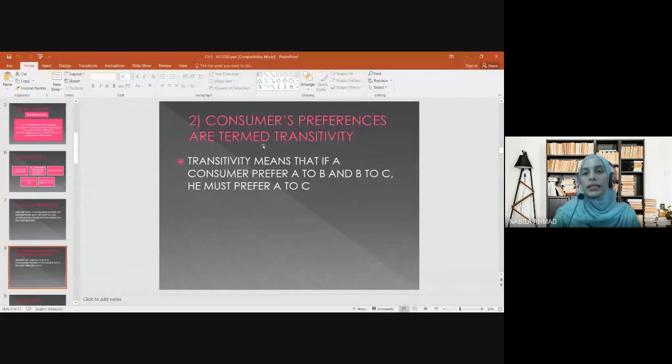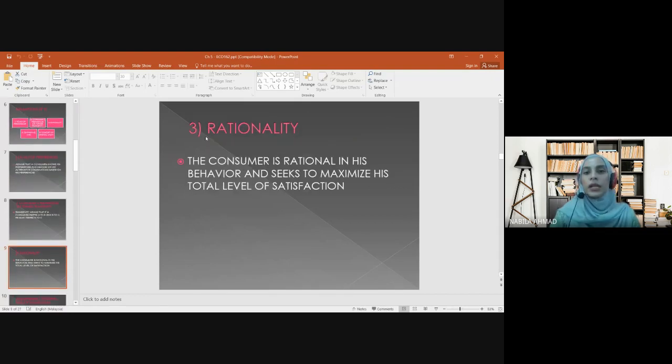Consumer preferences are in transitivity. Maksudnya if consumer prefer A to B, ada dua pilihan A ke B, so dia pilih A. Kalau ada dua pilihan B ke C, dia pilih B. Meaning that kalau ada pilihan A to C, dia akan pilih A. Itu maksudnya transitivity. Rationality, the consumer is rational in his behavior and seeks to maximize total level of satisfaction.